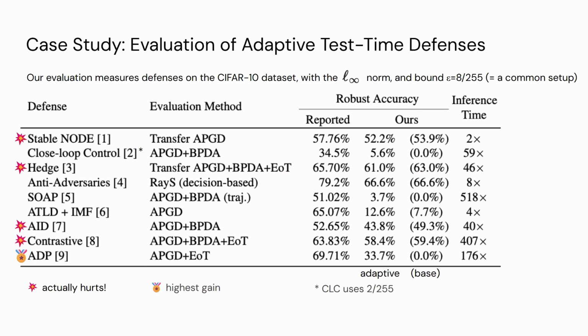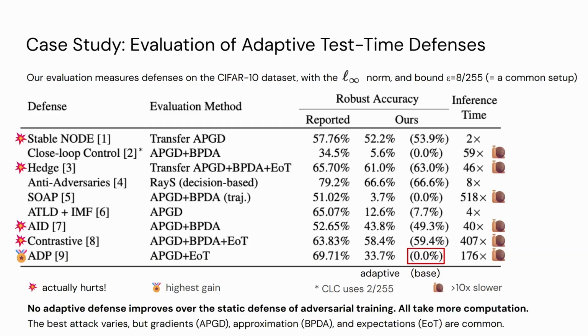But it's not actually pushing out the frontier of our most robust models. And furthermore, a lot of these are actually more than 10 times slower, right? So it's taking us a lot of time to not actually get a lot of advantage. So in summary, none of these adaptive defenses are actually improving over our best static defenses, and all are taking more time, right?